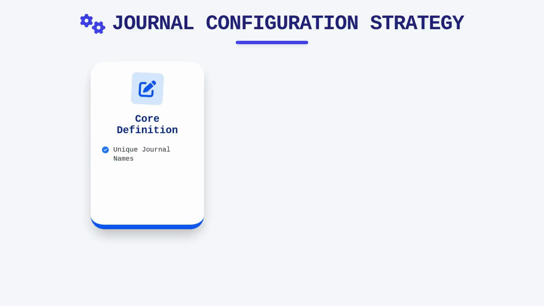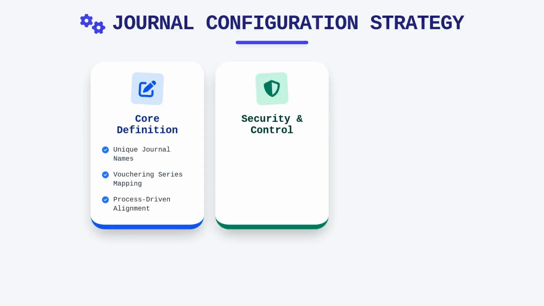Configuring these journals requires a disciplined approach to system administration and financial compliance. A functional consultant must first define unique journal names that align with organizational processes, ensuring that the vouchering series and user restriction policies are properly mapped. You should consider how security roles interact with these journal names. By leveraging technical restrictions, you can prevent unauthorized users from posting into restricted ledger accounts.